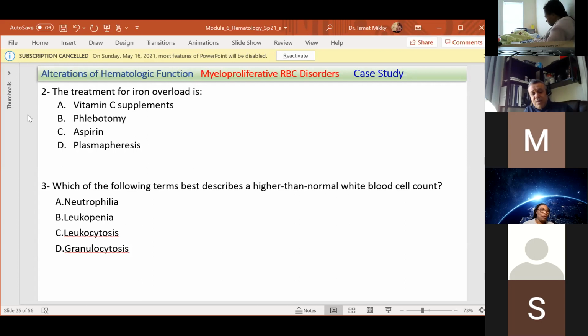Professor, that's what they do when your hemoglobin is too high also, because sometimes. Yes, exactly. The same modality can be used for polycythemia as well.